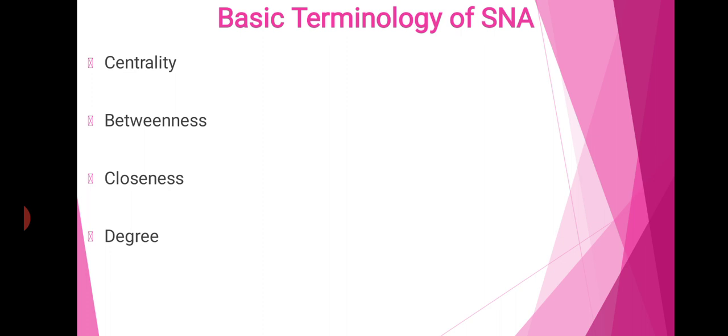The next, degree, that is depth. The degree of a node specifies the number of links to other individuals in the network. The higher the degree of the node, the more influential it is within the network. That is the depth of the relation, that shows the depth of the relation.